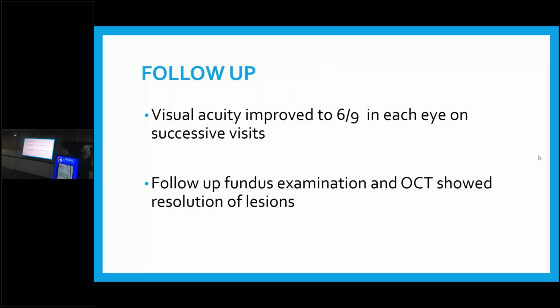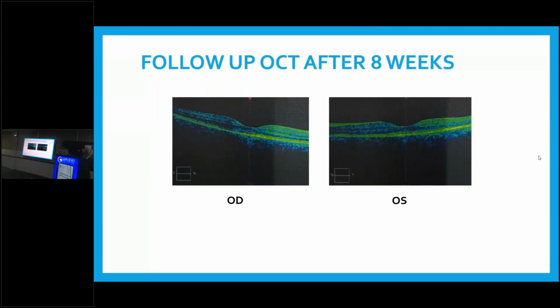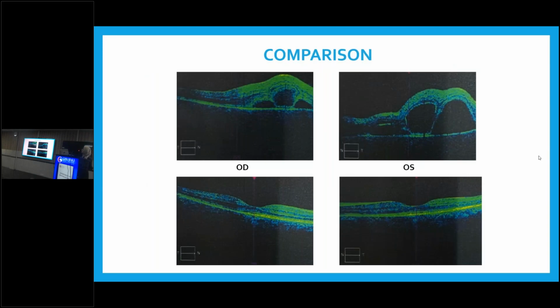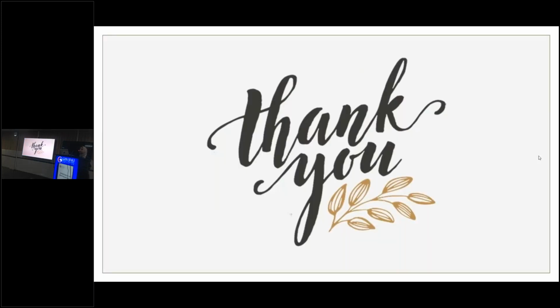Visual acuity gradually improved to 6 by 9 in each eye on successive visits. Follow-up fundus examination and OCT showed resolution of lesions. As you can see on the follow-up OCT after 8 weeks, the RPE is no longer disrupted, while there are no more intraretinal and subretinal pockets of fluid. These are the OCT of the patient before the steroid injection and after the steroid injection for comparison. You can clearly see there's drastic improvement in the intraretinal and subretinal pockets of fluid. I thank you all for your patient listening.